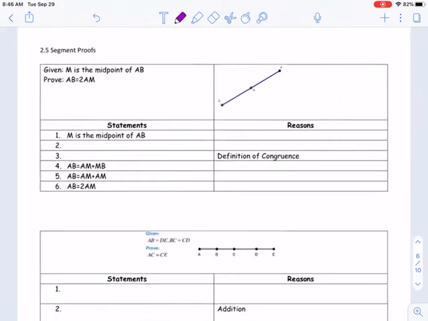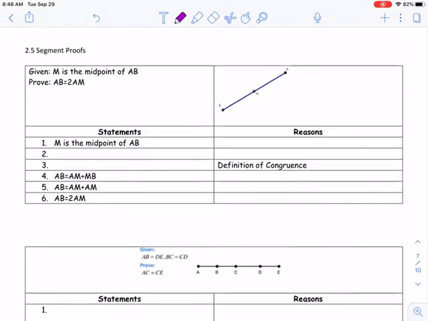Alright, so now we're diving back into this proof right here. And it might look familiar again. There's only a certain amount of proofs we can do, and then they just start to become repetitive. We start to notice patterns, and we start to get really good at them. Alright, so M is the midpoint of AB, so boom, boom, automatically putting tick marks there. And then I know my first statement, my first reason is always a given.